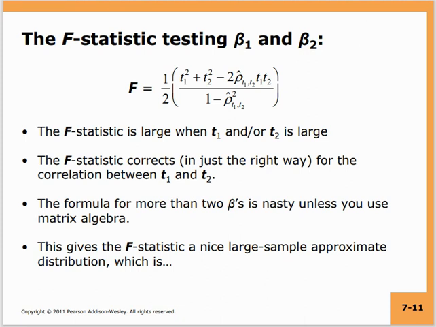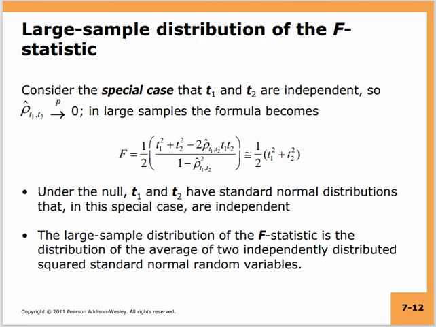Okay, so what is that distribution? The large sample distribution of the F statistic. In a particular case, suppose T1 and T2 are independent. They are completely independent of each other. X1 and X2 are independent. So rho hat T1 T2 tends towards 0. That is, there is no correlation between T1 and T2. In that case, this particular term will disappear, and 1 minus 0 in the denominator you will have 1. So then you will have half times T1 square plus T2 square.